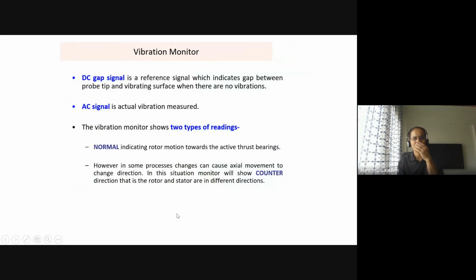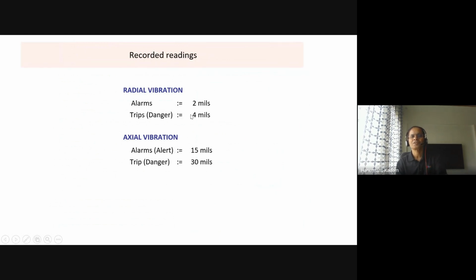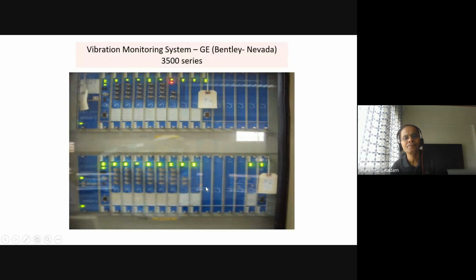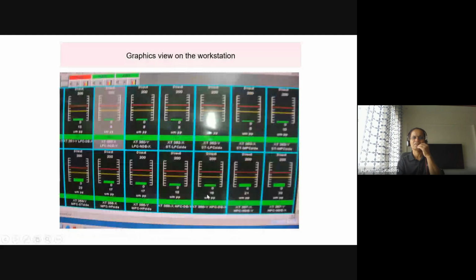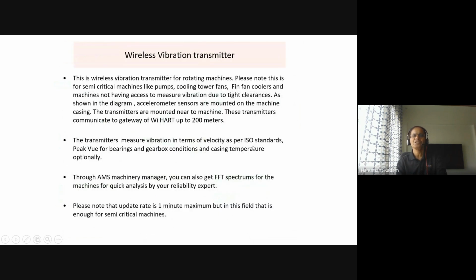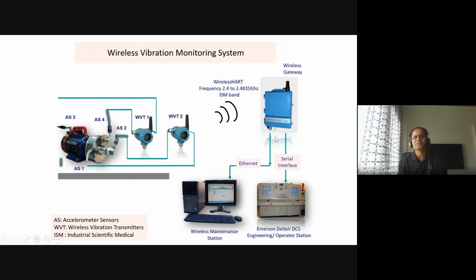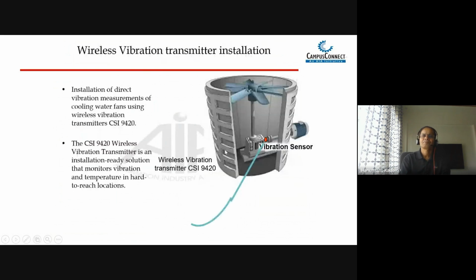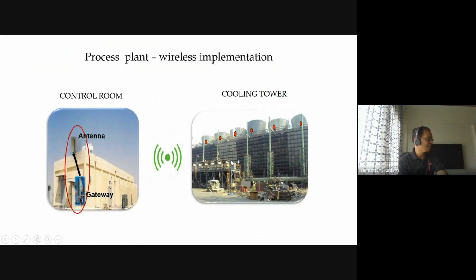This we have talked about: gap signal, units, alarms. This was our earlier system. The latest I have shown with the digital display. This we have seen and also discussed. So this is about the wireless vibration or vibration system in the industry. So I think this is about vibration. If you have any question, we'll address that question.